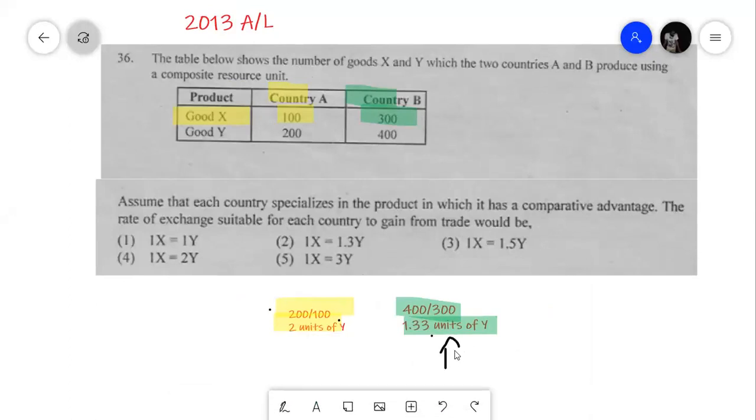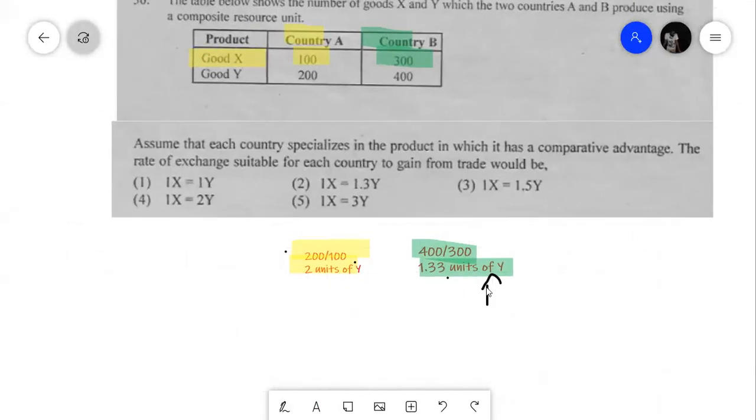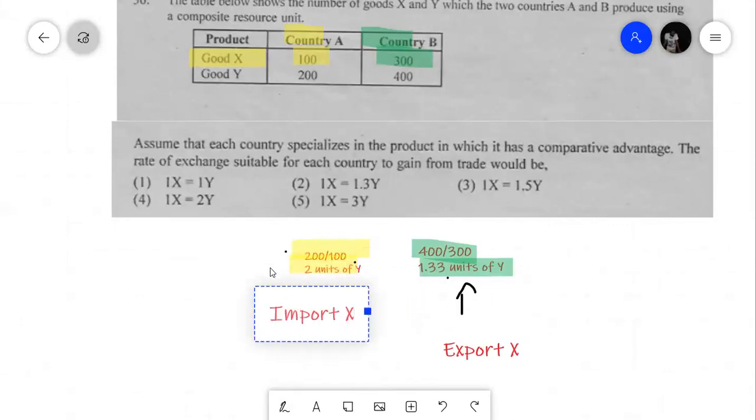So the country that has the comparative advantage, what will this country do? They will export that good or import that good? Will they export X or will they import X? They will export X, right? They will export X. Then what will country A do? They will import X. Okay, they are going to import.